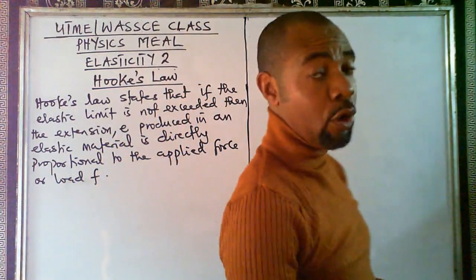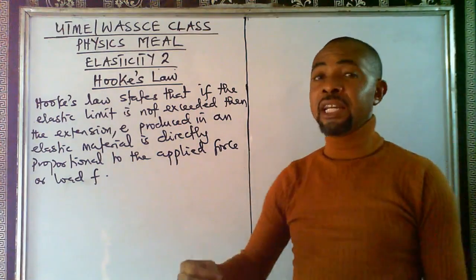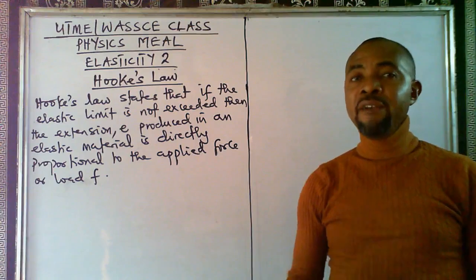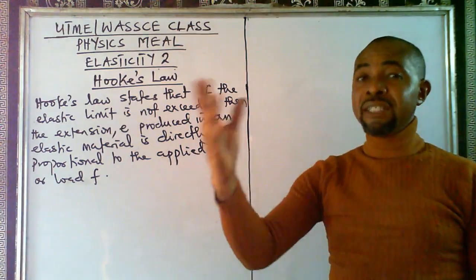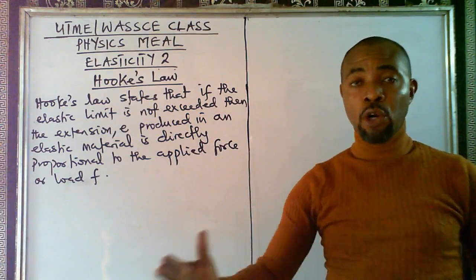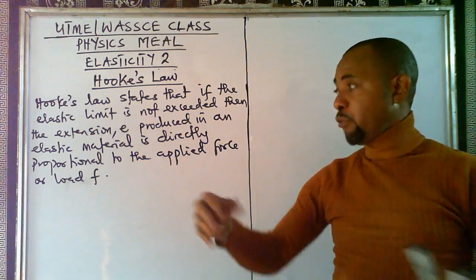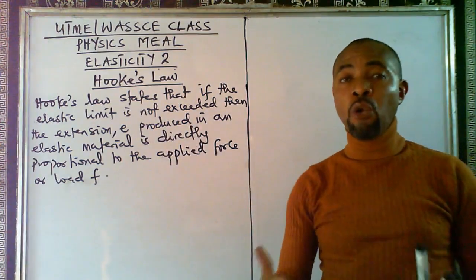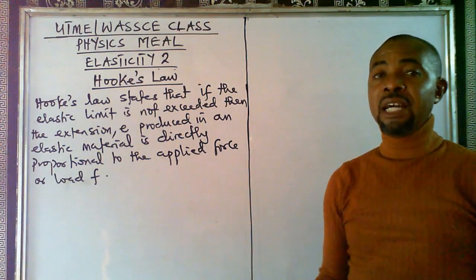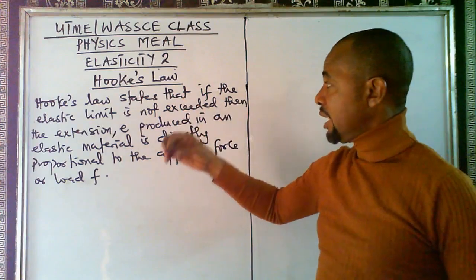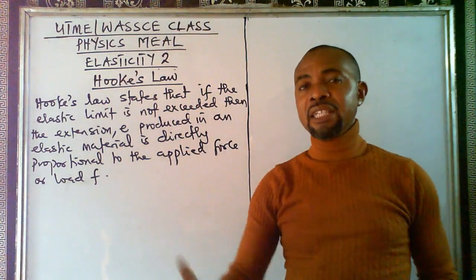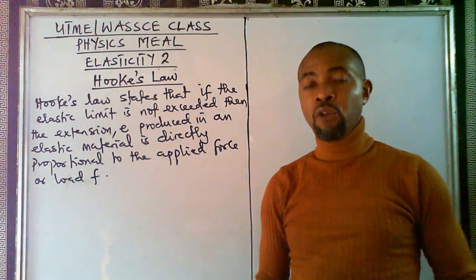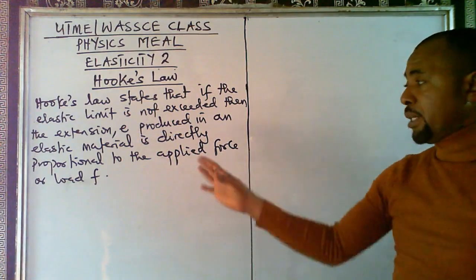Now let's look at the law itself. The extension produced in an elastic material is directly proportional to the applied force if there is a condition: if the elastic limit is not exceeded. That means if we exceed the elastic limit, this particular law will no longer hold for that elastic material. Once the elastic limit is exceeded, that material will no longer obey Hooke's law. That's why the law started with "if the elastic limit is not exceeded." Provided the elastic limit is not exceeded, this law will hold for any elastic material.